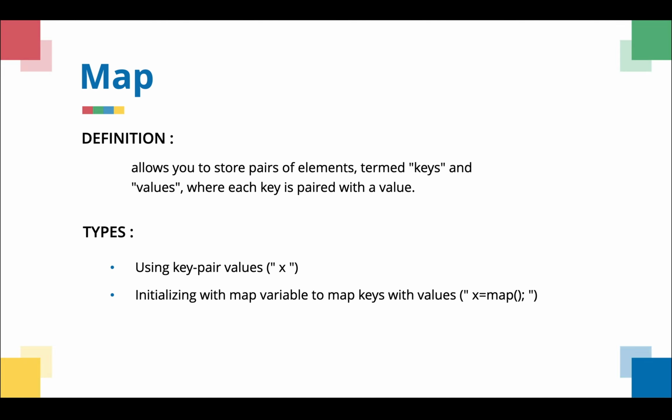By definition, this allows you to store pairs of elements in terms of keys and values. Each key is paired with a value. Okay? There are two ways of creating a map as well. You can use the key value pairs, or you can initialize it just like how we saw on the list. Let me show you both the ways.